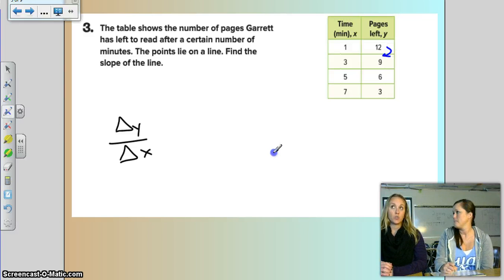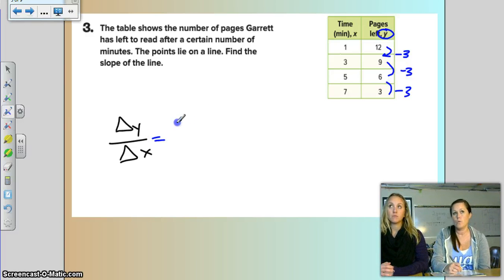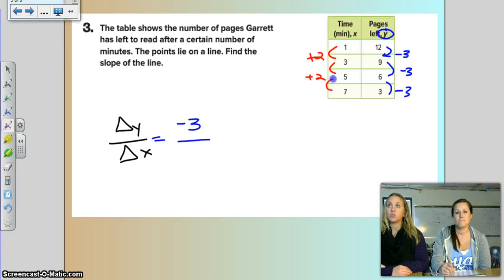So start with the change in y. I'm going from 12 down to 9, so that's minus 3. Let's make sure: 9 to 6, minus 3, 6 to 3, minus 3. So my rise, or my change in y, is -3. I'm going down 3. Then my run: I'm going from 1 to 3, so 1, 2, 3, so it's plus 2. Plus 2 again, and 5 to 7 is also plus 2. So my run is 2.